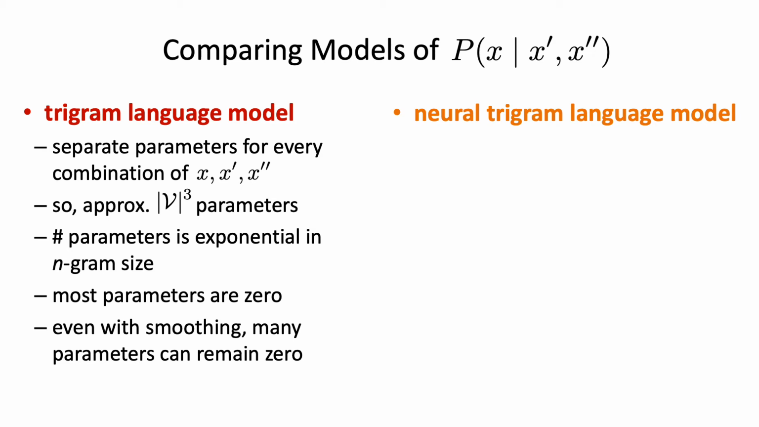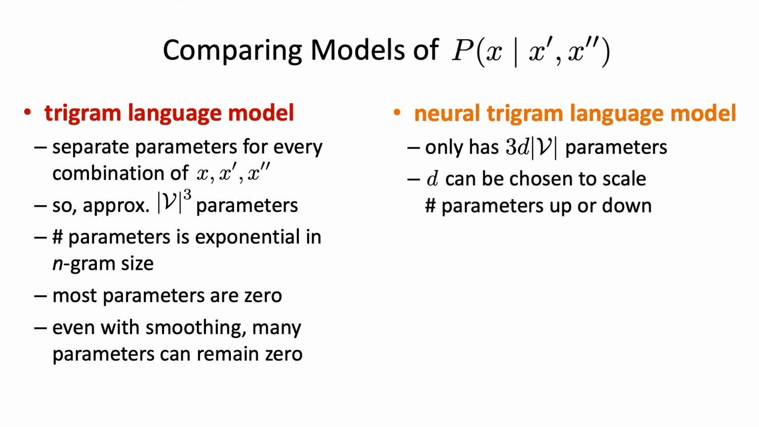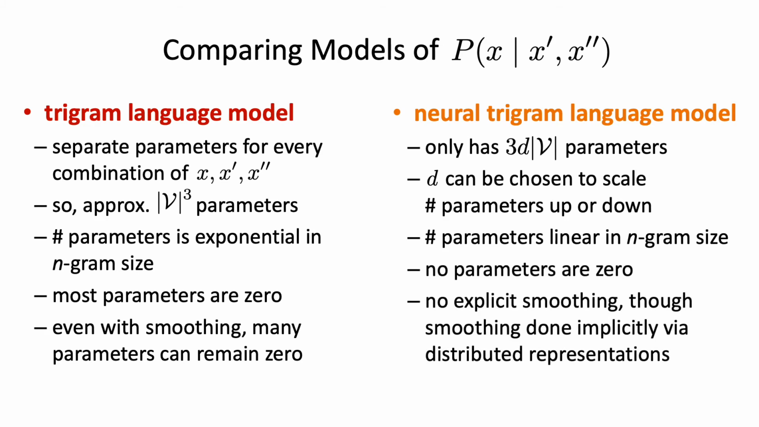The neural trigram language model, on the other hand, only has 3DV parameters, where we have the option of choosing D, as it's just the length of the embeddings. Here, the number of parameters is linear in the n-gram size. However, no parameters are going to be zero unless we intentionally seek to make them zero, through some sort of regularization or something like that. And there's no explicit smoothing done here, though we can think of smoothing as occurring naturally through the use of distributed representations for words.